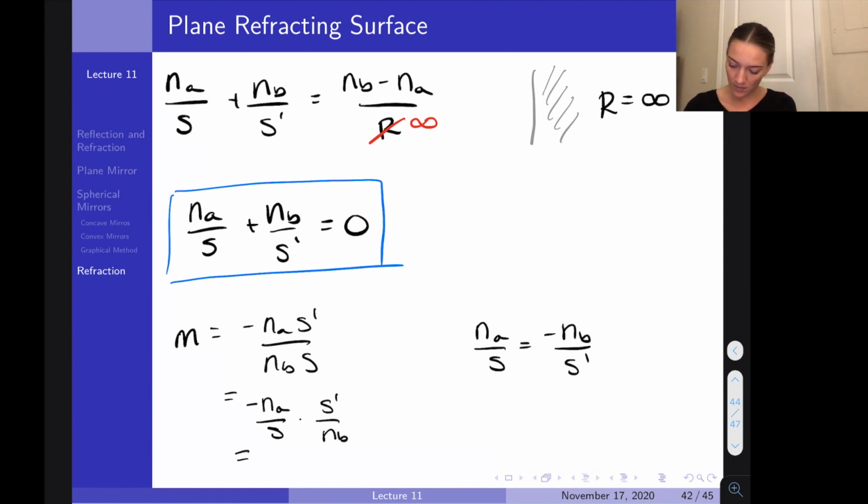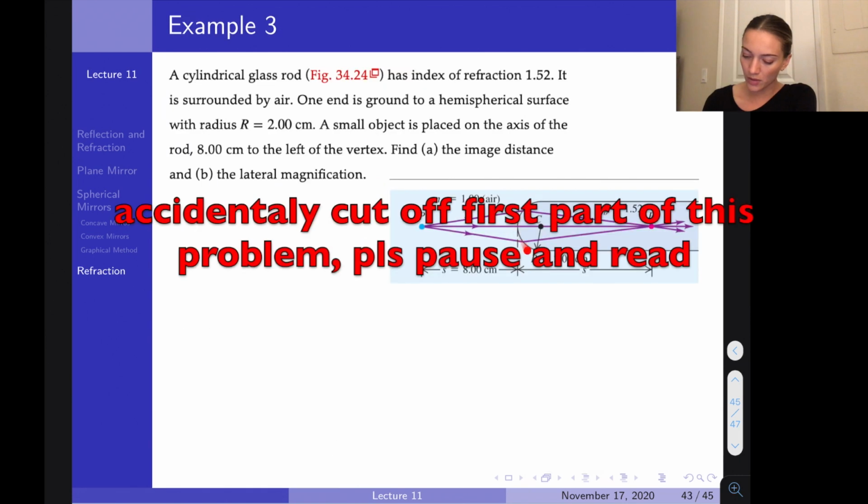If I do that, I will get negative times negative NB over S prime times S prime over NB. And I can see that that's going to end up being just positive 1, right? So for a plane refracting surface, my magnification will always just be +1. The image will be the same size as the actual object, and it will be upright. Again, I'll put this all on a separate slide that's a little bit clearer, since I forgot to make a special slide for it.